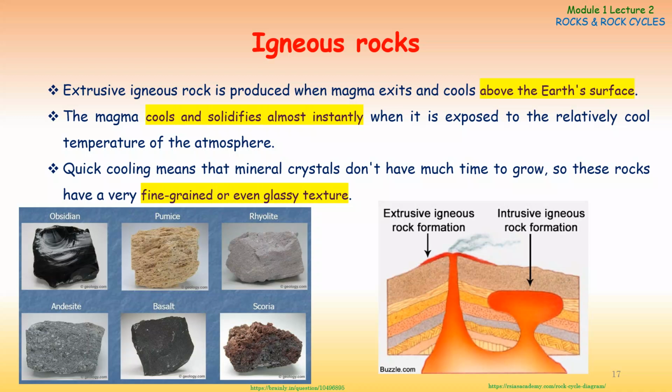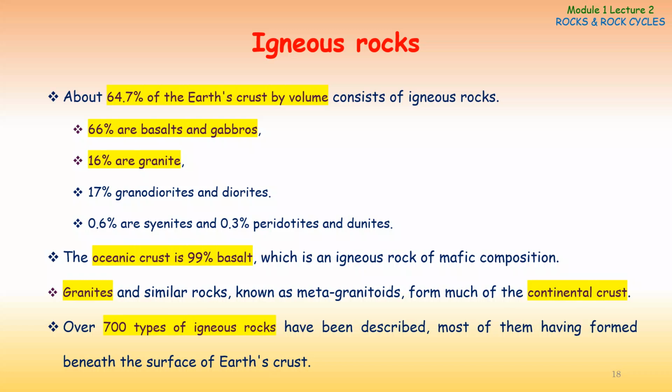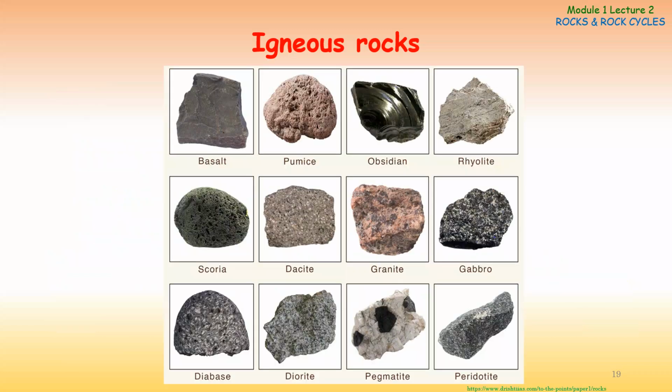About 64.7% of the earth's surface is made up of igneous rocks. Of this, 66% are basalt and gabbros, 16% are granite, and the rest are other igneous rocks. These are a few examples of igneous rocks.